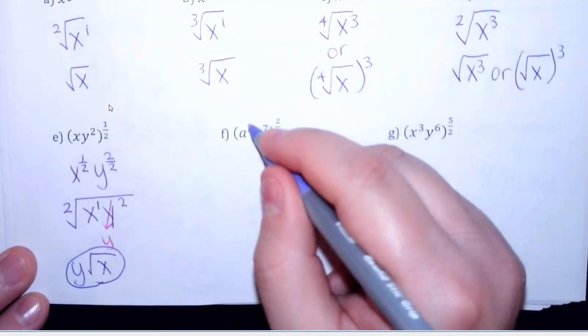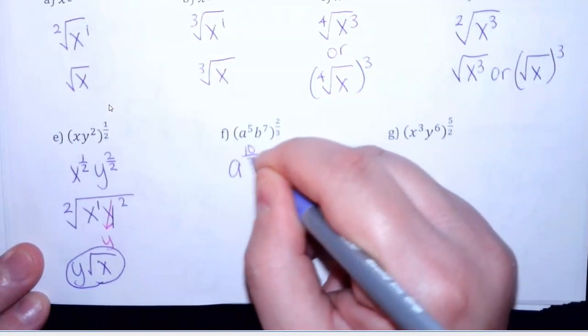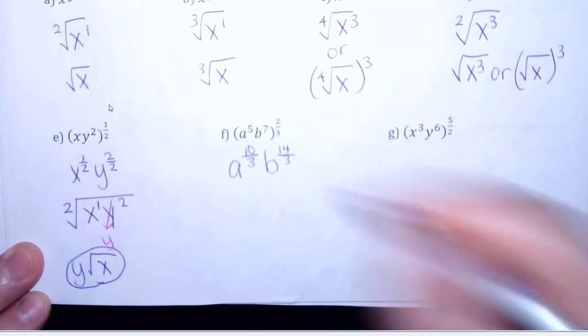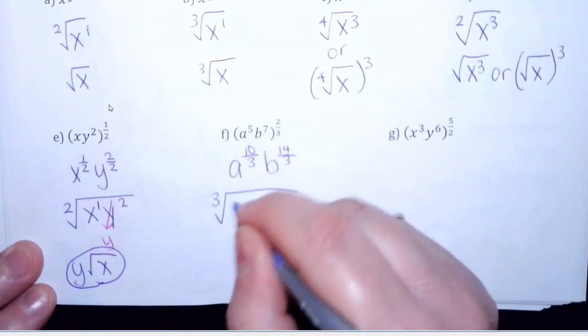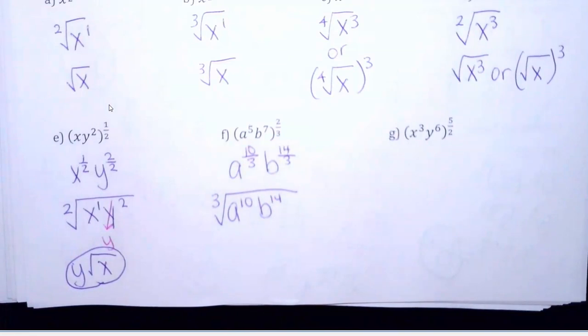So power to a power, we're going to multiply the exponents. This would be a to the 10/3. This would be b to the 14/3. So I'm going to bottom out that. So this is the cube root, a to the 10th, b to the 14th. Now, both of these numbers we can break down under that radical. So this is a good review here.